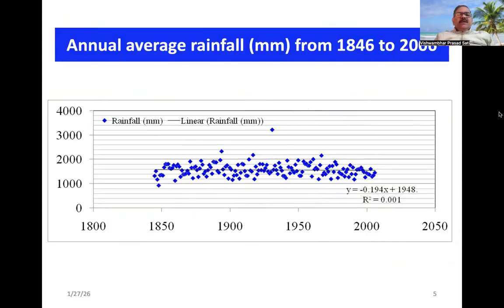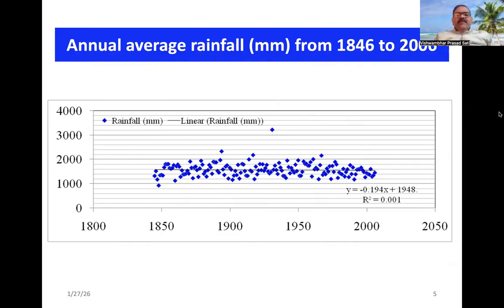So you can see this graph. About 160 years of data we have analyzed, and we got the linear regression of this data. And we noticed that the annual average rainfall is highly variable during this period, from a minimum of 800 to 900 millimeter to more than 3000 millimeter rainfall. And this variation is within these two limits.